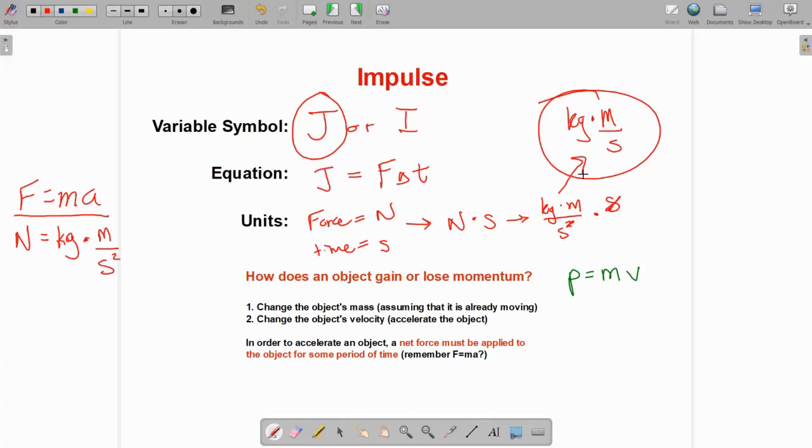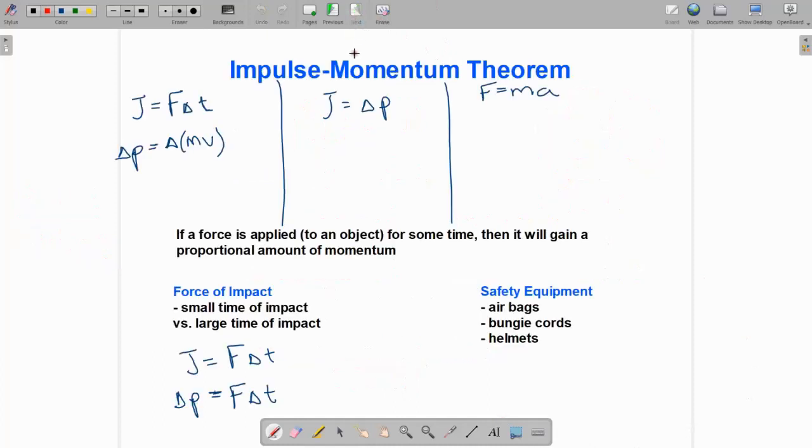If impulse has the same units as momentum, then they're really the same thing. So when we say that in order to change an object's momentum, we must impart an impulse, it turns out that whatever impulse you give the object is going to be equal to that object's change in momentum. So impulse is equal to change in momentum. This is what we refer to as the impulse momentum theorem.